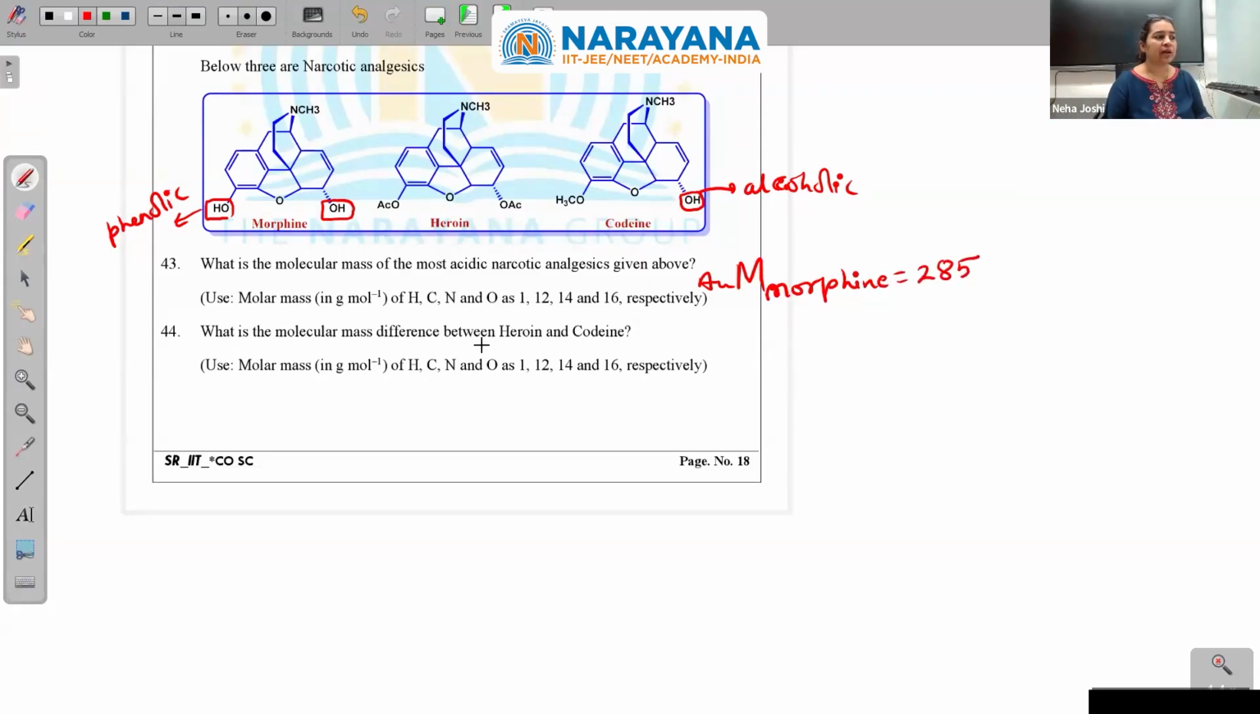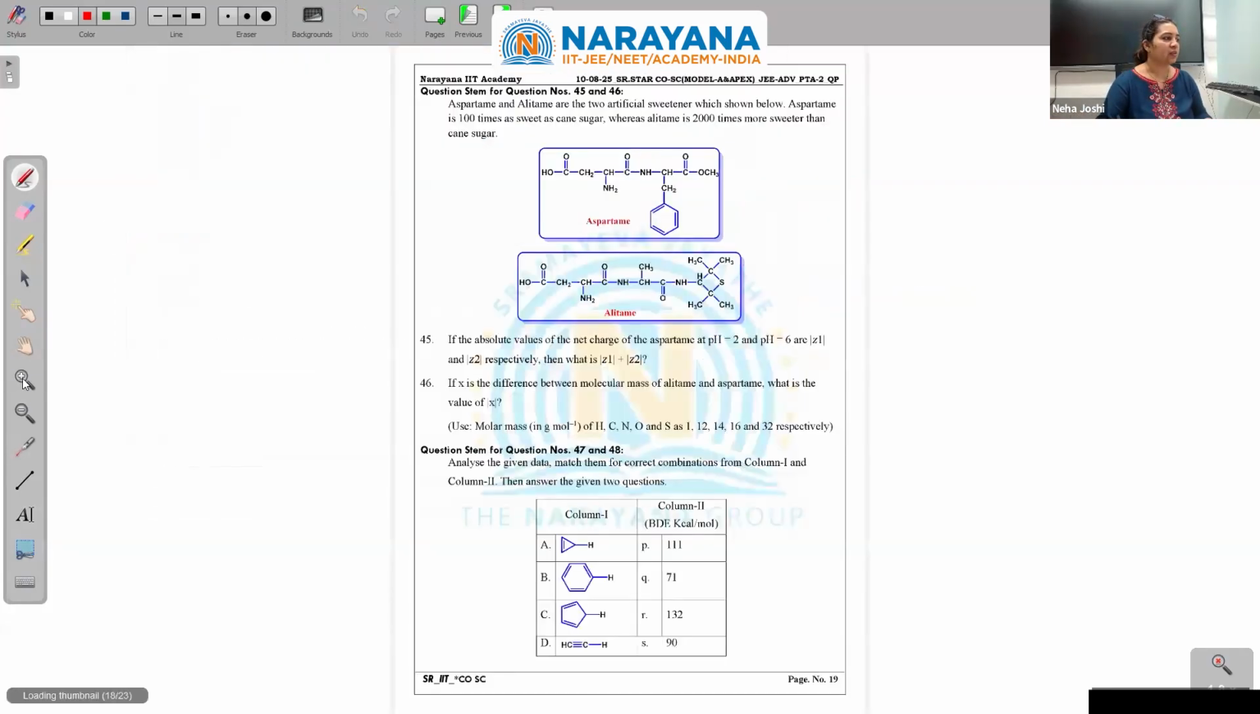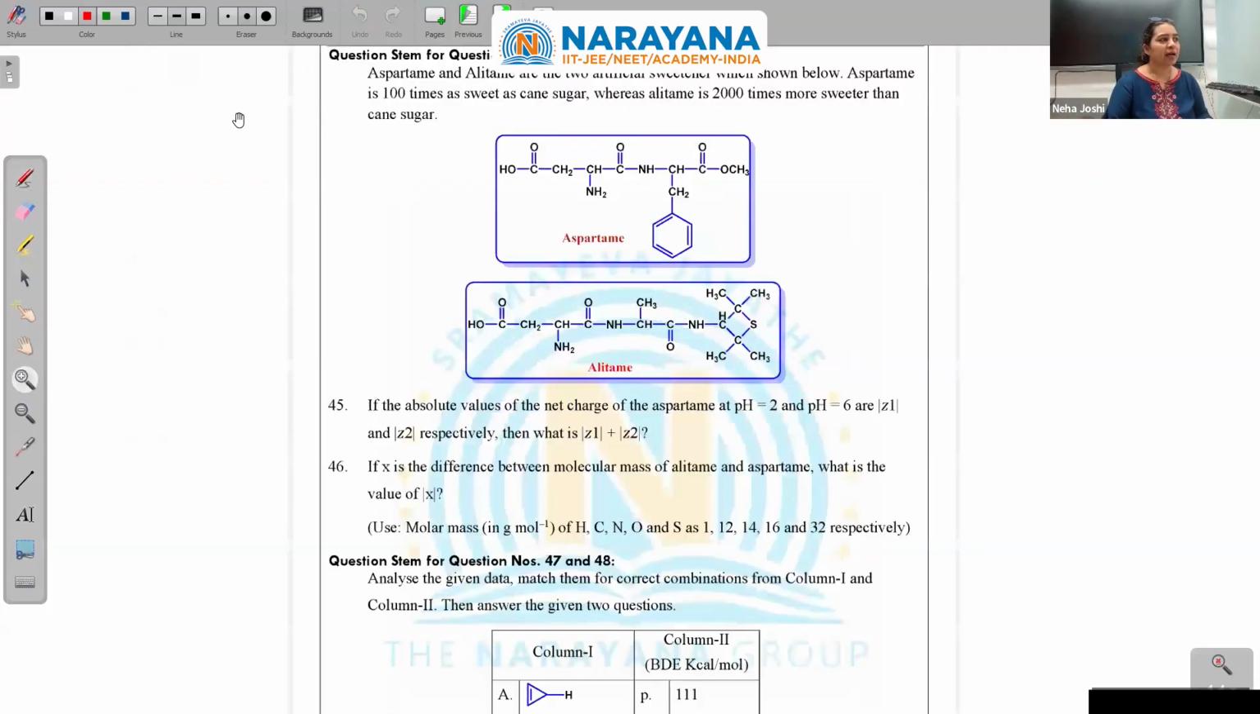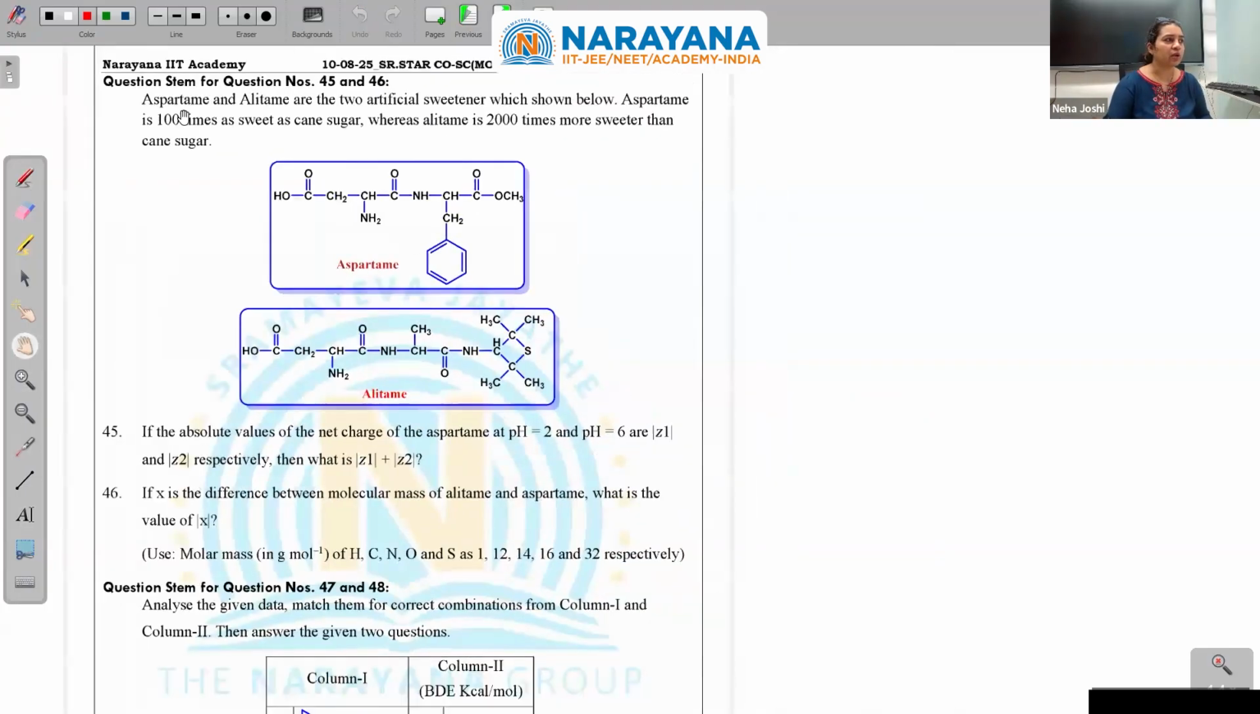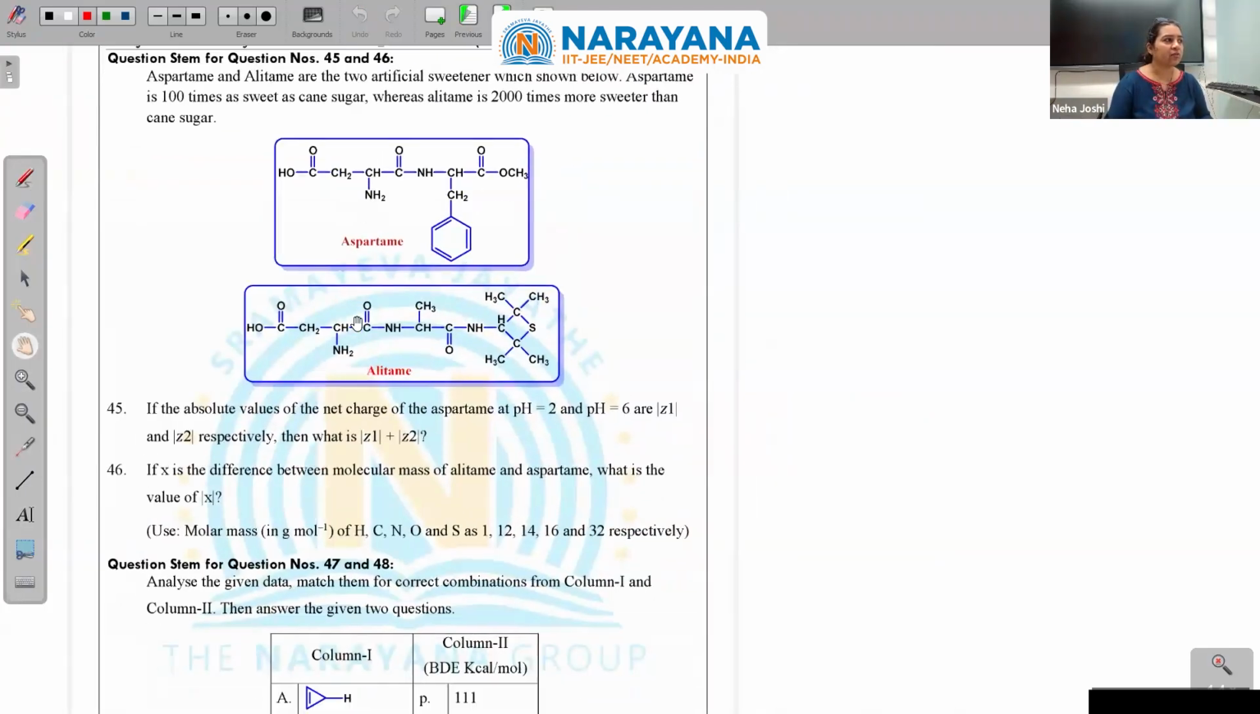What is the molecular mass difference between heroin and codeine? I don't think anyone will have a problem with this. The answer is 70. You directly have to calculate the molecular weights and give the answers. So no problem with that. Aspartame and alitame are two artificial sweeteners shown below. Aspartame is 100 times as sweet as cane sugar, whereas alitame is 2000 times as sweet as cane sugar.